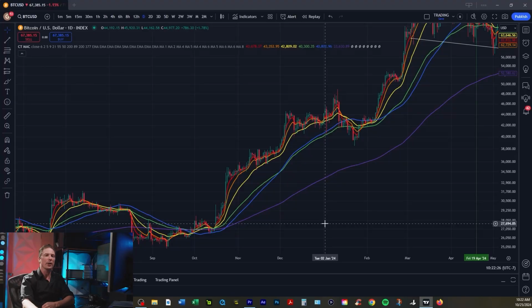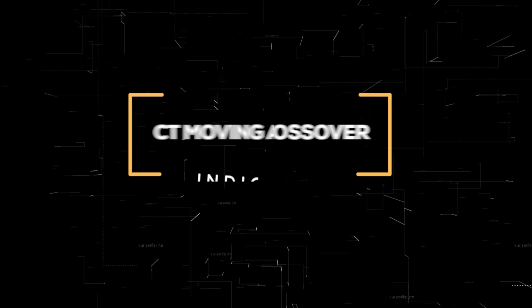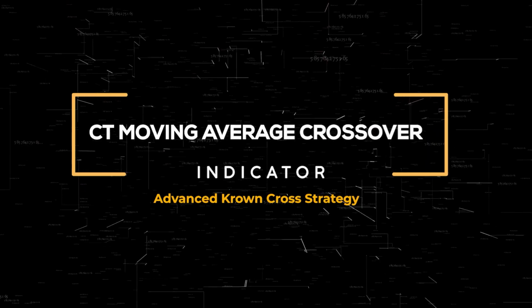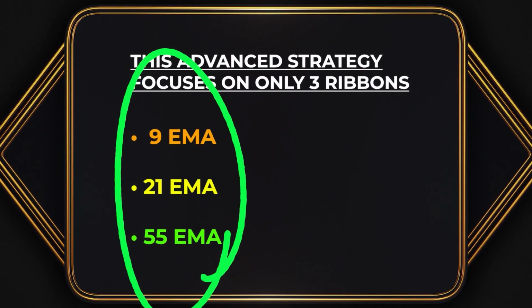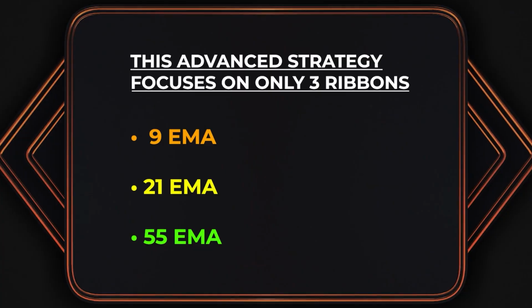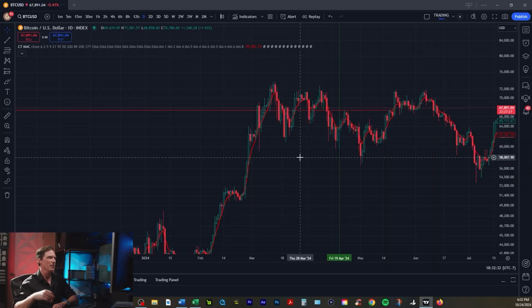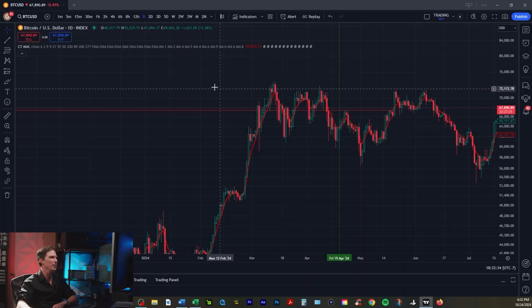Hi everybody, in this video we're going to go over the advanced strategy using the CT moving average crossover indicator, also referred to as the crown cross. It utilizes only 3 of the moving average ribbons and focuses heavily on when the 9 crosses the 21. Okay, so let's go ahead and look at the advanced strategy of using this indicator.